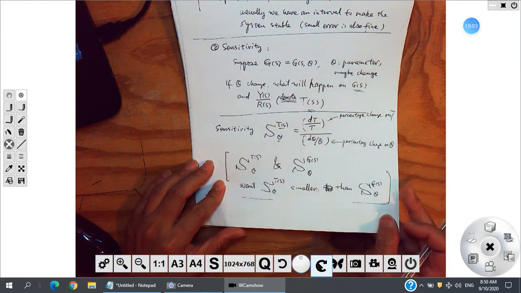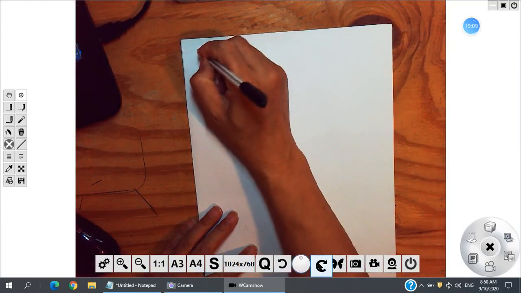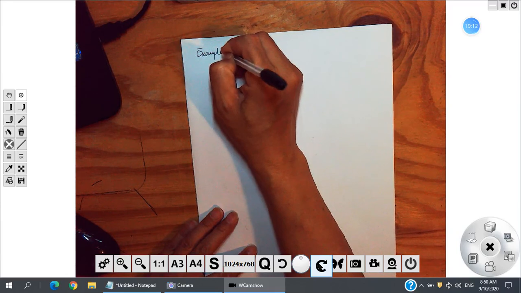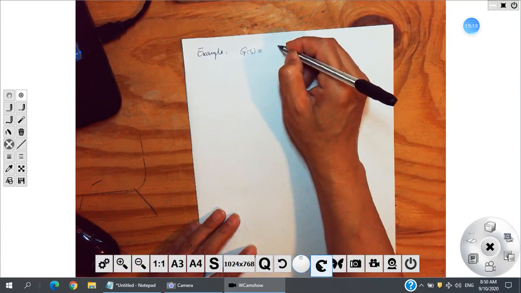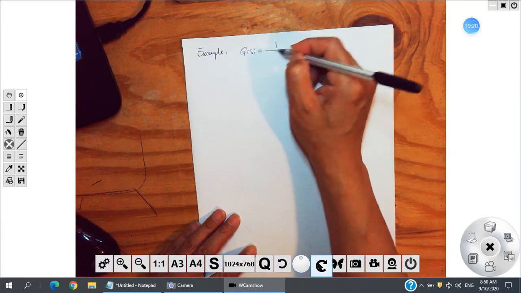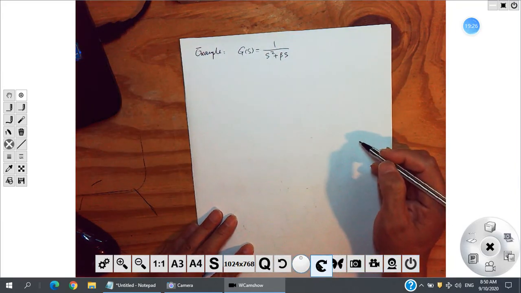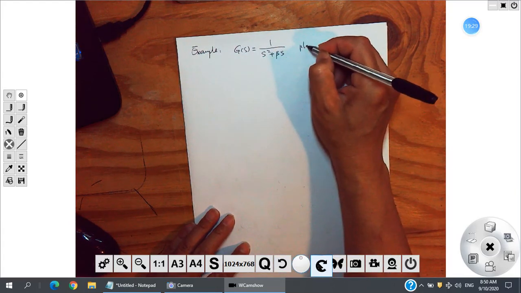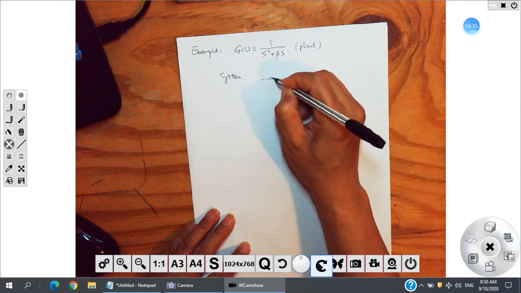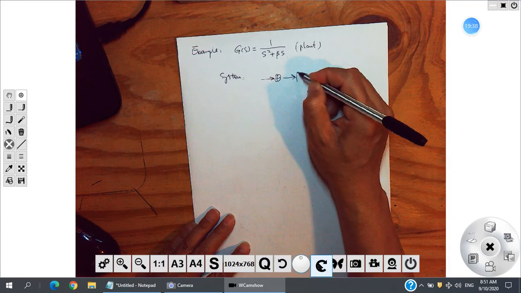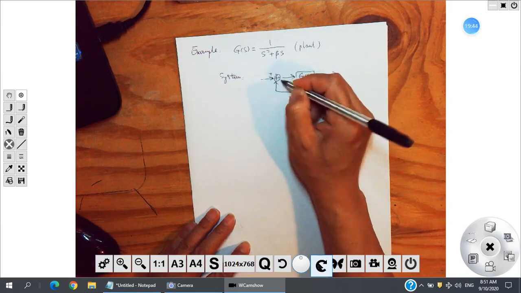We can do a calculation. Example. What is sensitive? We consider G of S, which is simply 1 over S squared plus beta S. Beta is a parameter. This is a plant. And the system, okay, it's a feedback system, but this is the most simple case. Just the G going back, plus minus, just like this.